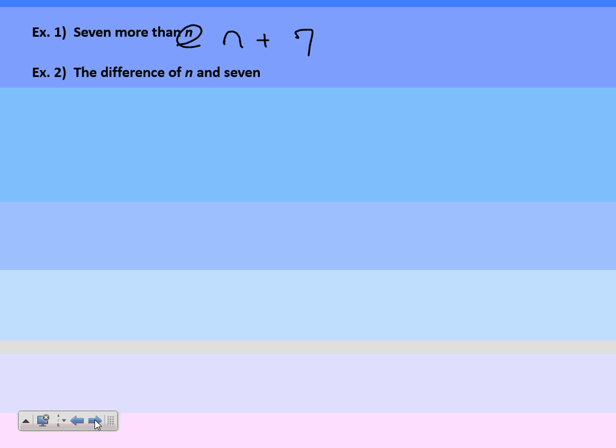The difference of n and 7. Now, this one does matter. Okay? Difference means what? Subtract. So how would I write the difference of n and 7? That's not your bell. That's the normal bell. 7 minus n or n minus 7? N minus 7.